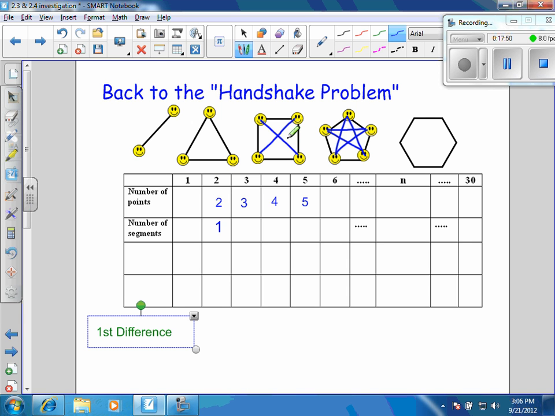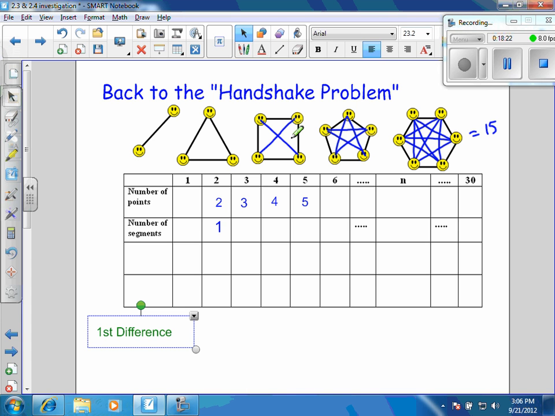Okay. And then for this one, there's 1, 2, 3, 4, 5, 6, 7, 8, 9. You have to do this on your own. And then the 6 around the outside, right? So there's 15 when there are 6 people. Okay? So that's what you guys did for like a warm-up the other day.